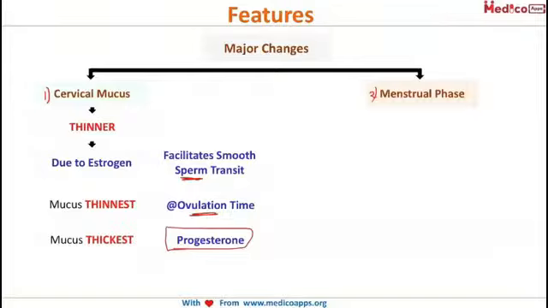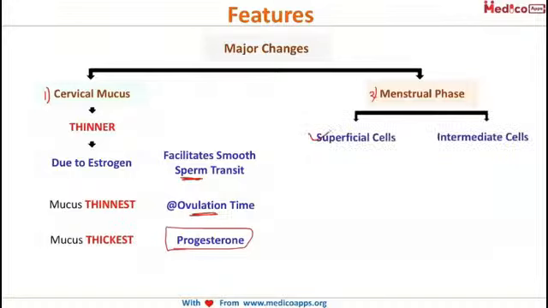When we talk about the menstrual phase, there are two types of cells. These are the superficial cells and the intermediate cells. The superficial cells show high estrogen activity, whereas the intermediate cells show high progesterone activity. Now, these are the cervical changes that occur in the menstrual cycle.